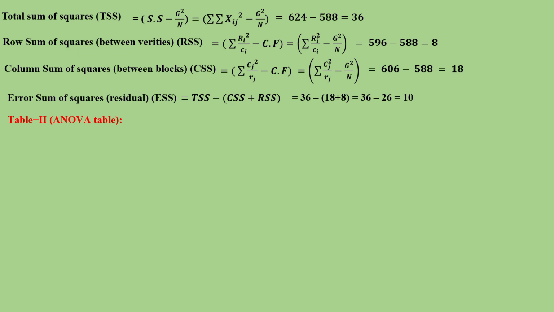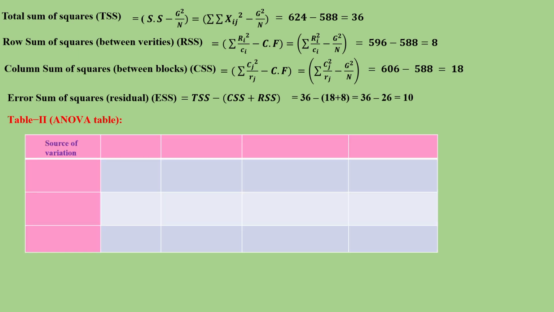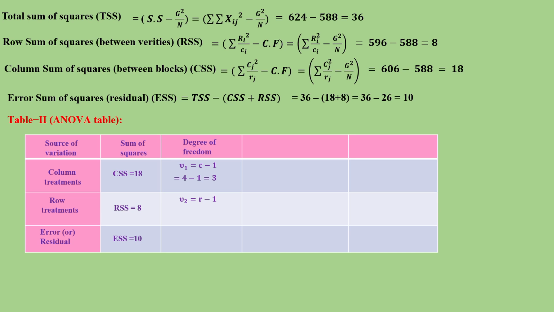Next, prepare the ANOVA table, source of variation. So between columns, column sum of squares, then between rows, row sum of squares, then between error or residue, error sum of squares. CSS 18, RSS 8, ESS 10. Degrees of freedom, first C minus 1, V1 equal to 4 minus 1, 3. RSS is R minus 1, right? So 3 minus 1, that is equal to 2. Then ESS is R minus 1 into C minus 1, 3 into 2, 6.